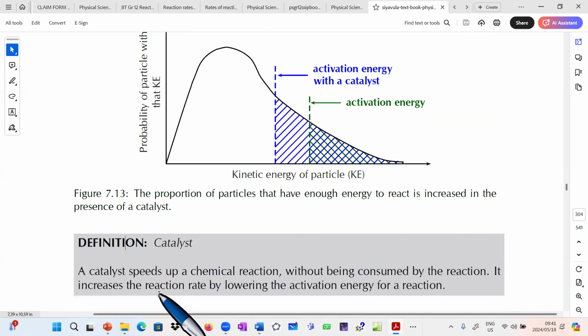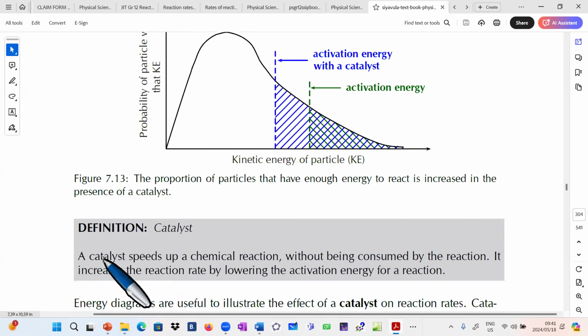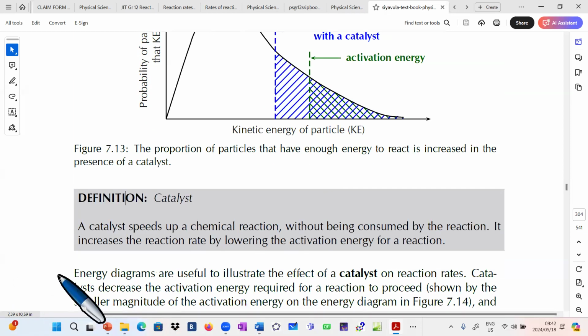Let's look at a very good definition. What is a catalyst? A catalyst speeds up a chemical reaction without being consumed by the reaction. It increases the reaction rate by lowering the activation energy for a reaction.